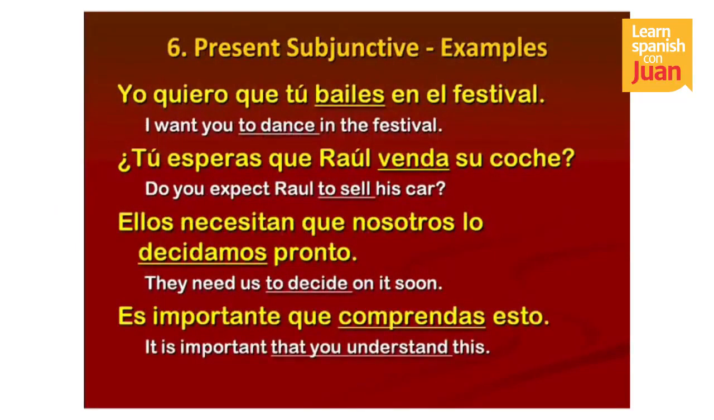Now, in terms of use, I'll just show you some examples. First, quiero que tú bailes en el festival. I want you to dance in the festival. ¿Tú esperas que Raúl venda su coche? Do you expect Raúl to sell his car? Ellos necesitan que nosotros lo decidamos pronto. And I've underlined the verb in the subjunctive. They need us to decide on it soon.